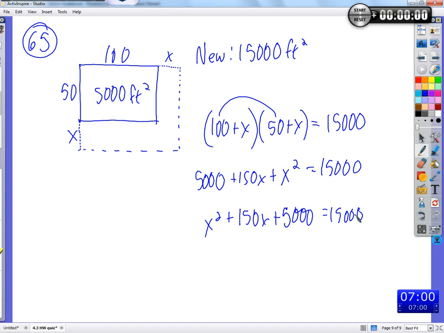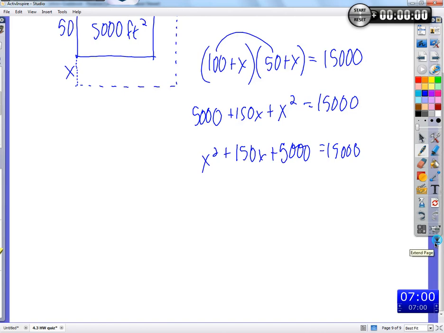All right, so distributed. Now what? Subtract 15,000. Why are we doing that? So that it's equal to 0. Now we'll have x squared plus 150x minus 10,000 equals 0. Subtract the 15,000 from both sides. We have a quadratic expression equals 0. How have we been solving these?